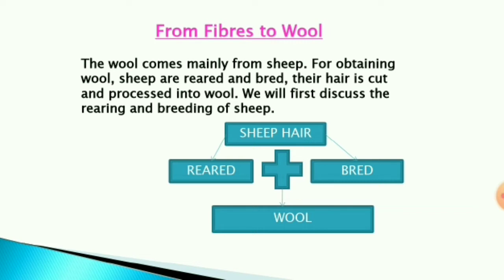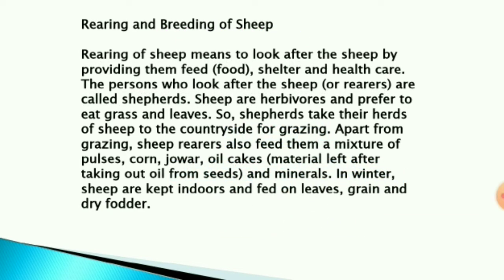From fibers to wool. The wool comes mainly from sheep. For obtaining wool, sheep are reared and bred. Their hair is cut and processed into wool. We will first discuss the rearing and breeding of sheep.